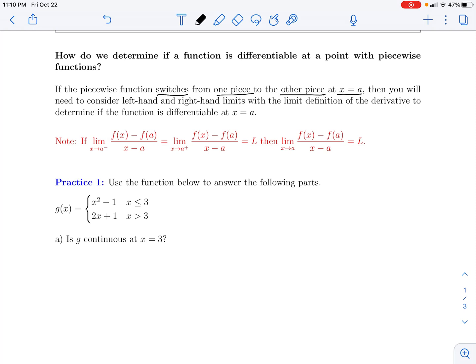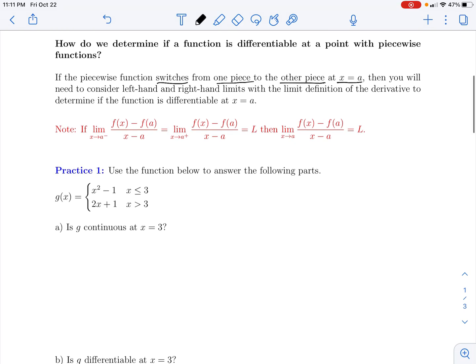Okay, so here I'm noting that if the left-hand limit, the limit as x approaches a from the left of f of x minus f of a over x minus a, is equal to the right-hand limit, in other words, the limit as x approaches a from the right of f of x minus f of a over x minus a, then the limit overall, as we know, exists. The limit as x approaches a of f of x minus f of a over x minus a is equal to L.